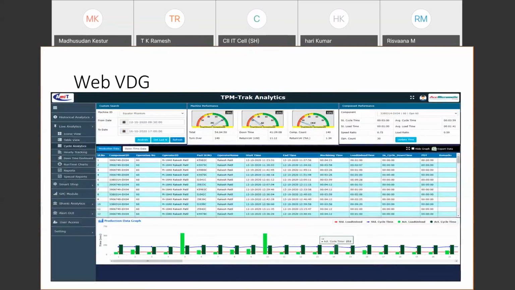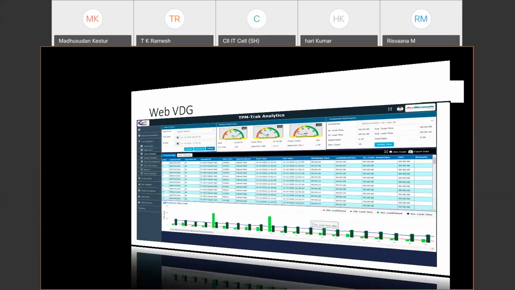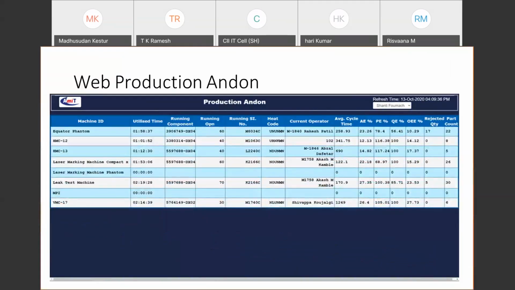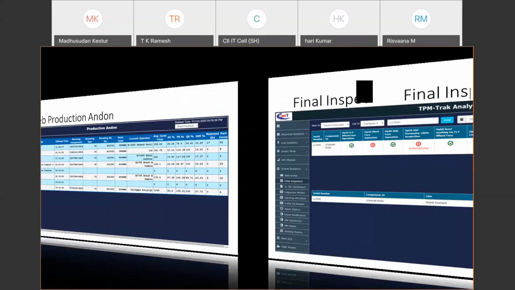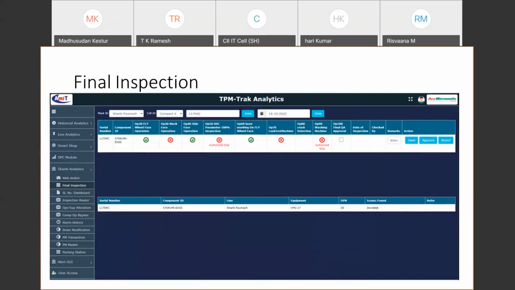So these are some of the dashboards that are used for understanding cycle times, load unload times, downtime. And then we have the final inspection dashboard. So this is for a particular serial number. And these are the different operations, operation 20, 30, 40, etc. And you see that some operations have happened successfully and for some operations there is an X mark.